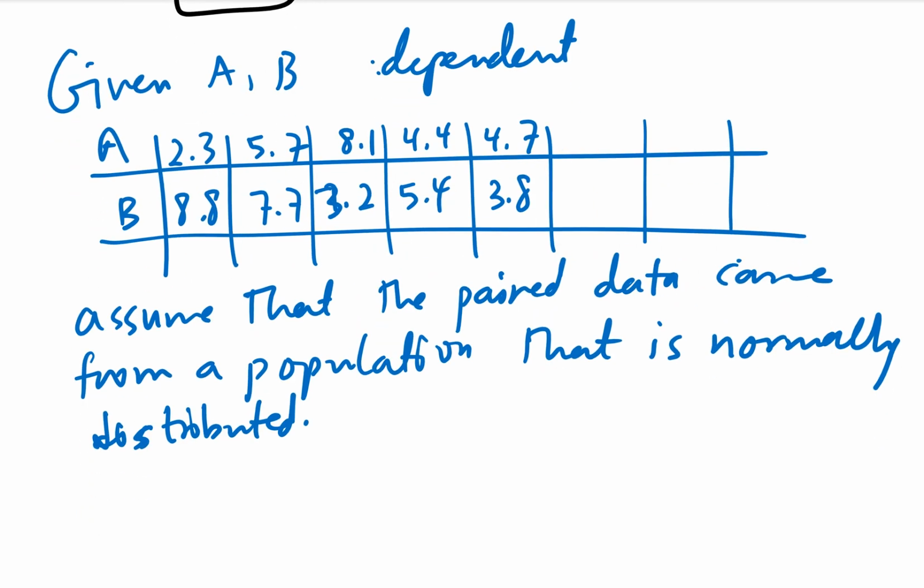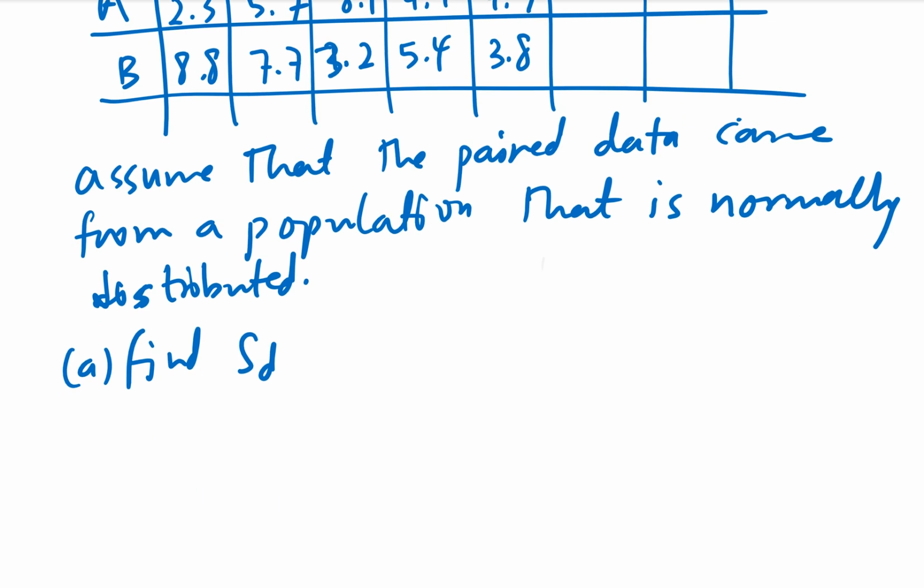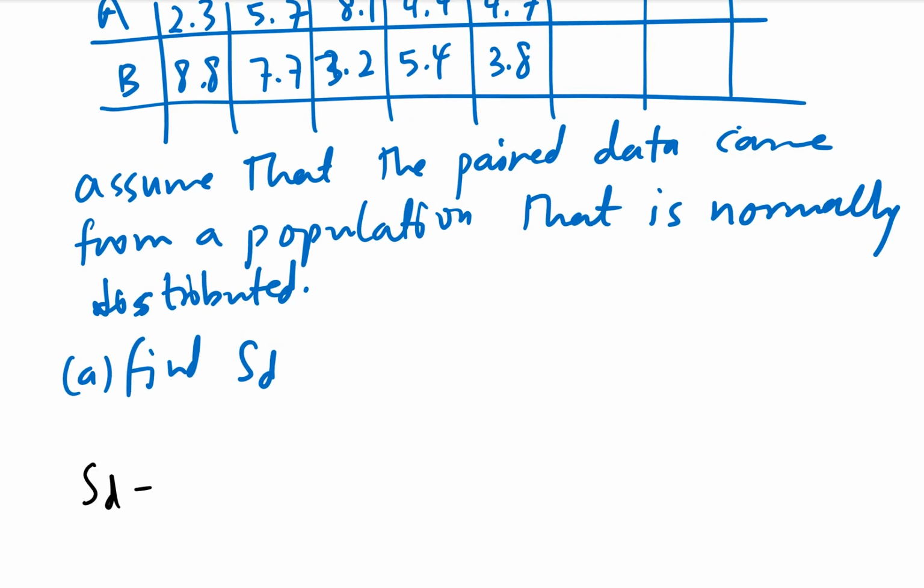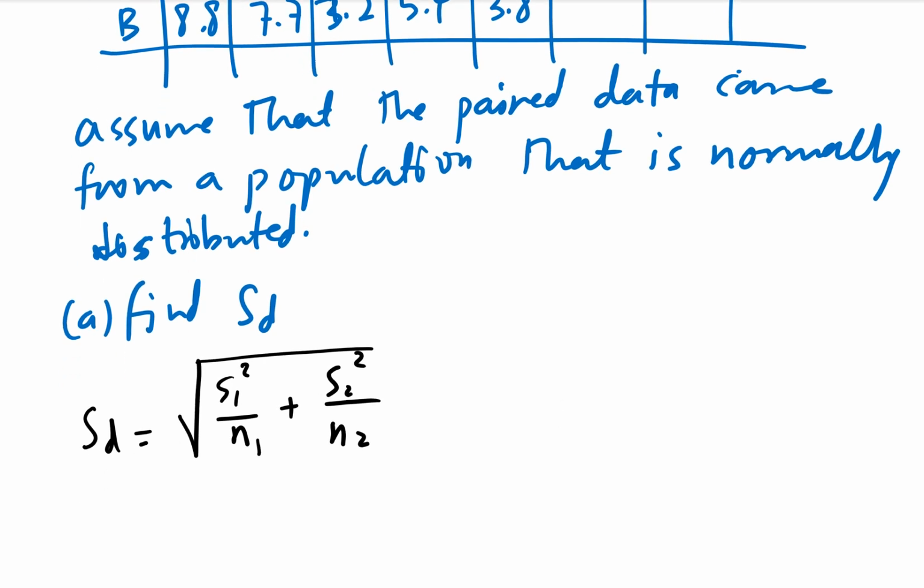Normally distributed. We would like to find S sub D. To find SD for these two data sets, it is the square root of S1 squared over N1 plus S2 squared over N2. N1 and N2 are the sizes, how many in each. There are 5 in each, 5 data values. Now, how do I find S1 and S2?